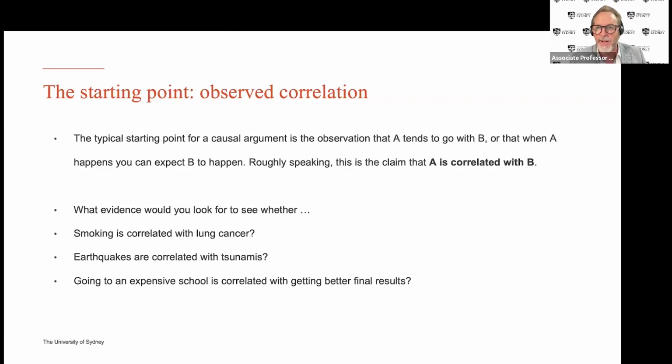Here's a third claim. This one is kind of more part of your everyday life. Does going to an expensive school cause you to get better final results in your end of school exams? Well, the starting point in an argument for that conclusion would be to see if there is a correlation, to see whether the people who go to more expensive schools match up with the people who get higher results in the final exams. So this is step one in a causal argument. It requires observation of events of type A and events of type B, and a kind of search for a pattern or an overlap in the pattern of those events.